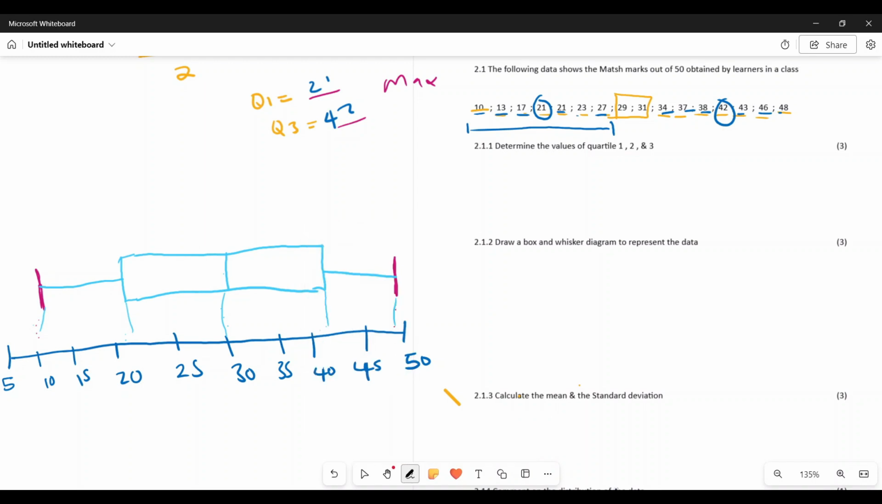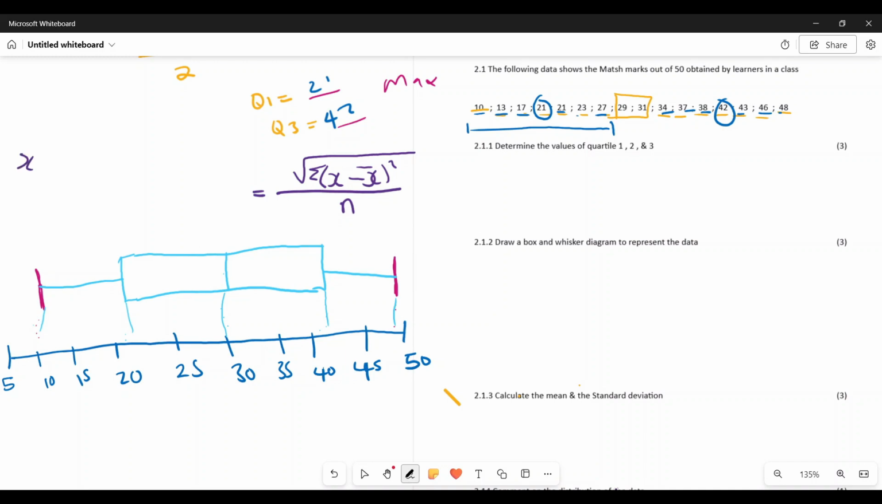What about how to go about calculating your standard deviation? So to calculate your standard deviation, it will be the square root of the sum of x minus your mean, squared, all over your number of values. Now, but first, let us try and calculate our mean.